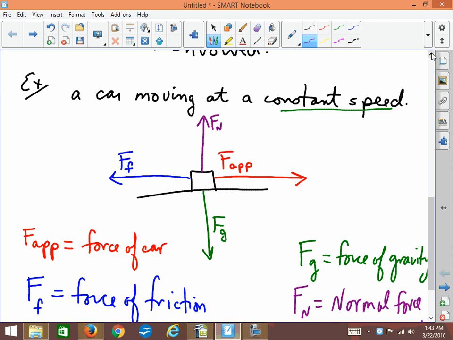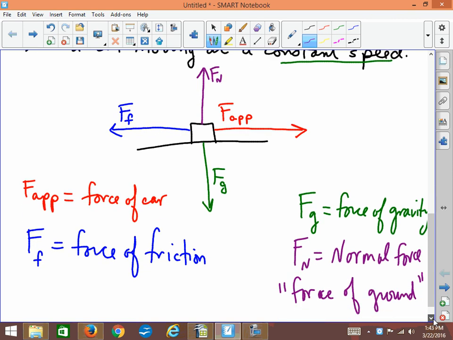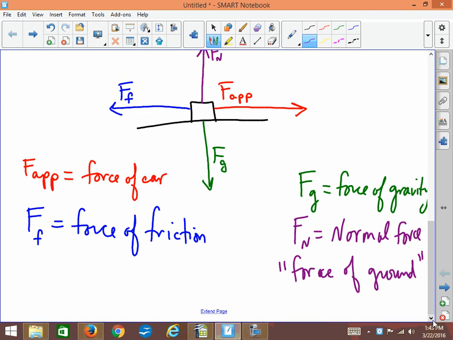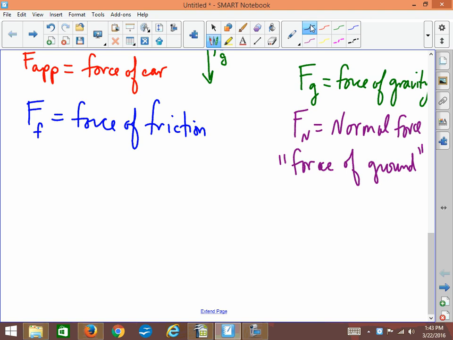Now sometimes it will have more arrows, sometimes it will have less arrows, because every situation is unique. But we're going to practice about 5 different examples so we can understand how that works. Okay, now the next thing we said were these net force equations. What are these net force equations that I'm talking about?